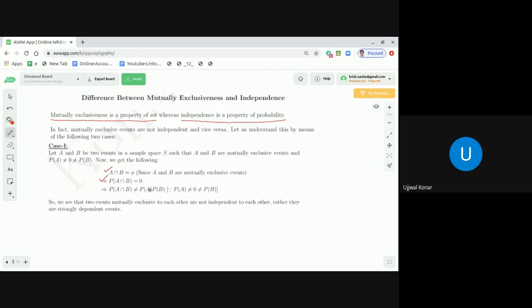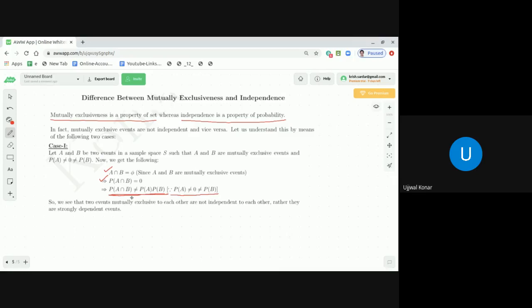That means what? Probability of A intersection B is not equal to probability of A into probability of B, because probability of A and probability of B both are not equal to 0. So obviously probability of A into probability of B is not equal to 0. But we saw that probability of A intersection B is equal to 0. That means what? Probability of A intersection B is not equal to probability of A into probability of B?